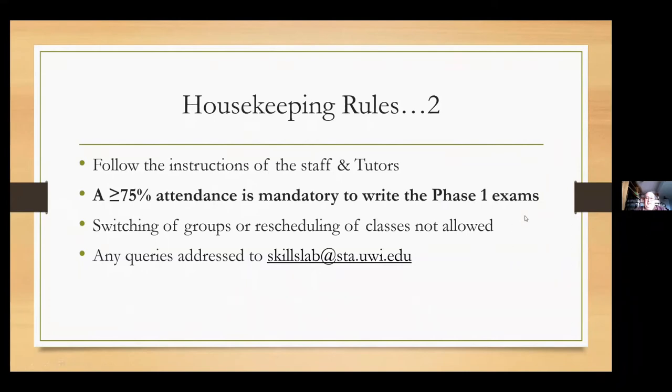As per university regulations, you're required to attend at least 75% of all Skills Lab sessions in order to qualify to take the phase one exams. Switching of groups or rescheduling of classes is not really allowed. We have a large number of students and limited time to facilitate. Certainly if there are really extenuating circumstances, we will give it consideration, but the groups are already large and trying to reschedule is going to be near impossible.